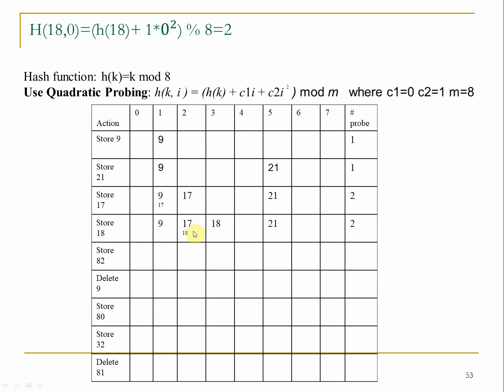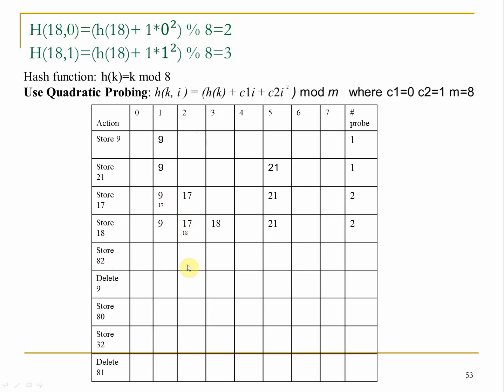While we try to store the value of 18, it will first look into the home position, which is 2, and then you look into the next location, because when i equals 1, you look into the next location, finding out it is available. So we can put 18 over there, and the number of probings equals 2. Now let's see this. If we want to store the value of 82, the home position for 82 is going to be the location of 2.